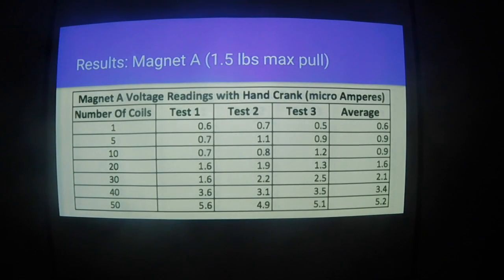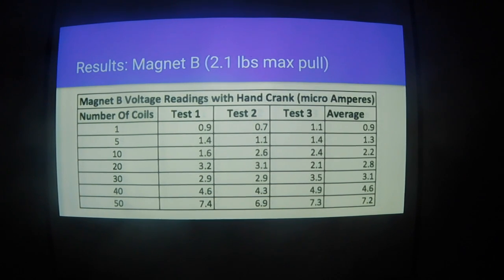In the first experiment, we kept magnet A constant and varied the number of coils. The output was in microamperes, which we read from the digital multimeter. The results support Faraday's law, where the number of coils has a direct effect on the electromotive force generated. As you can see, when the number of coils increased, the average microamperes generated increased.